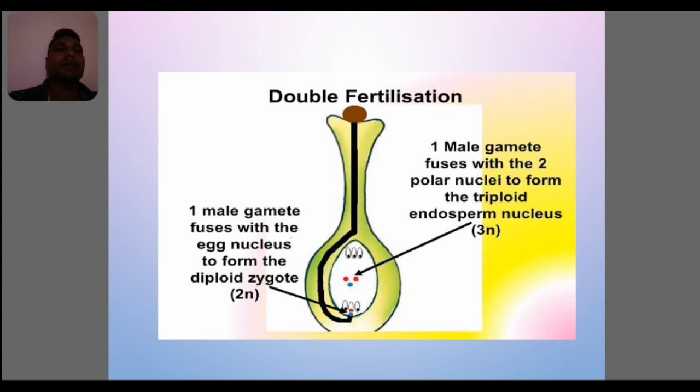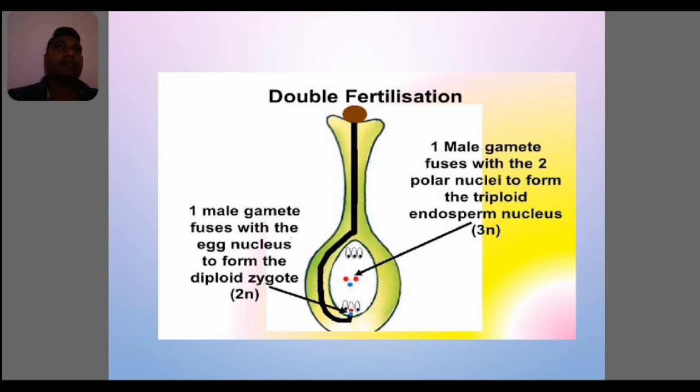Again, in the second process, the second male gamete fuses with the two polar nuclei to form the triploid endosperm nucleus. So the triploid structure, the triploid endosperm, is formed because of the fusion of one male gamete with the two polar nuclei. So that is a triploid. There are three sets of genes.